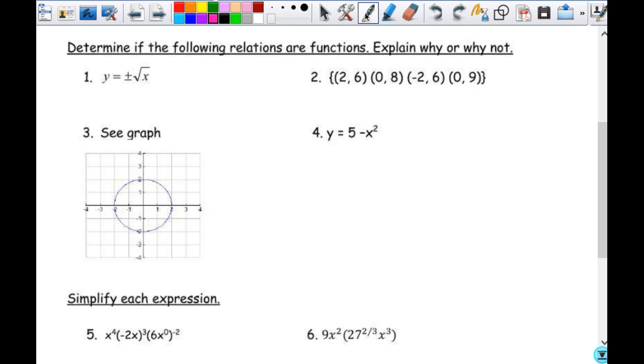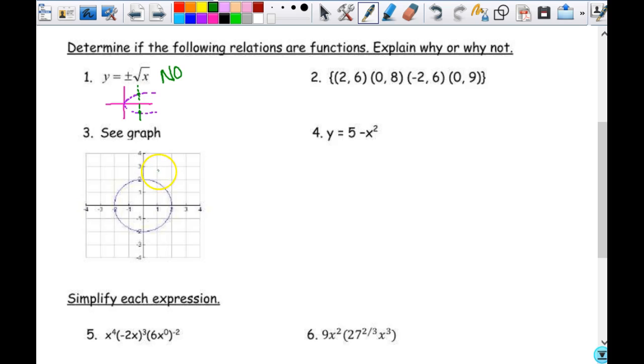So if you know what your parent functions look like, and you know what the graph is basically going to give you, the y equals plus or minus the square root of x, your square root curve looks like this. It's your positive square root of x. So your negative square root of x is going to look like this. Right? So that does not pass your vertical line test. There, bam. So this would be a no.